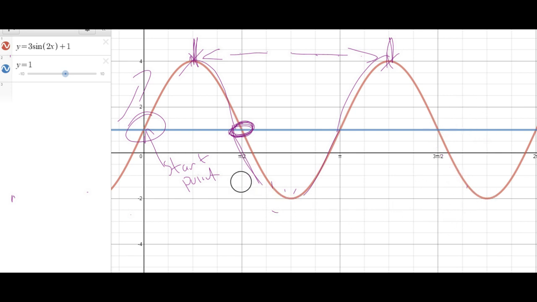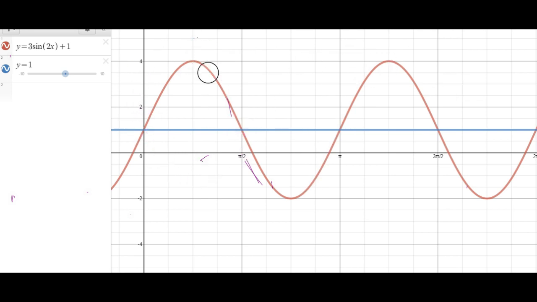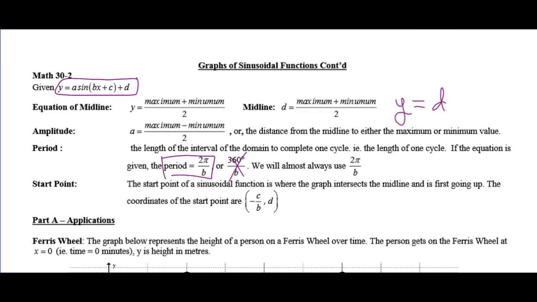Okay, let's clean this off. Now we'll get on to the sheet. Okay, and last thing is the start point. Start point of a sinusoidal function is where the graph intersects the midline and is first going up. Okay? Now, so by first going up, let's go back here again.